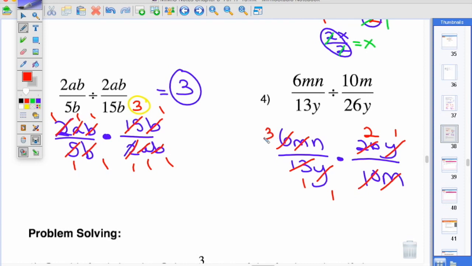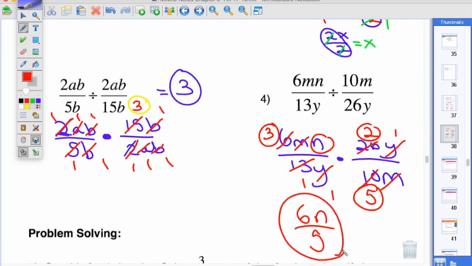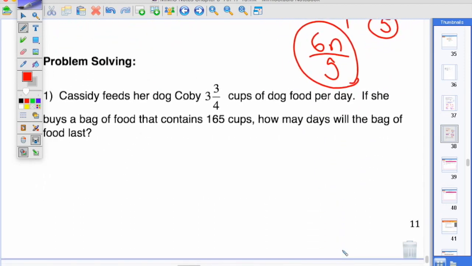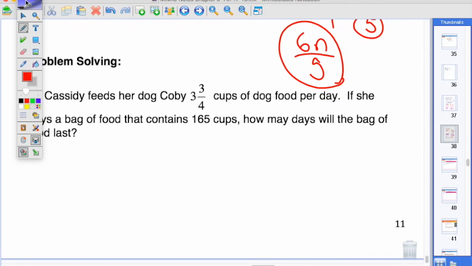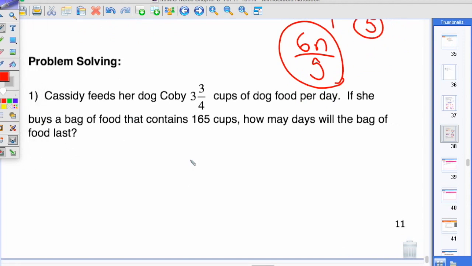We can cross cancel the 6 with the 10 by taking out a 2, so you are left with 3 and 5. When you multiply going across, I can see we have a 3 left, a 2, an n, and then a 5 in our denominator. So I have 6n over 5. And we're going to leave it improper when we have algebraic fractions. So it's 6n over 5.